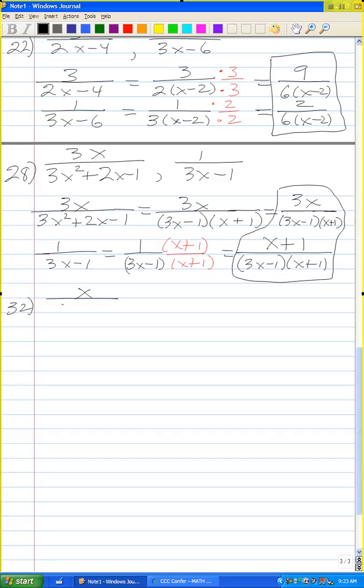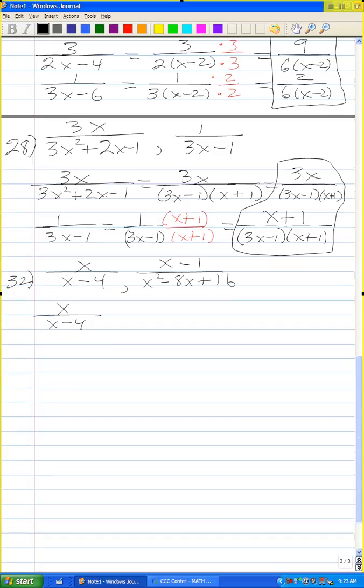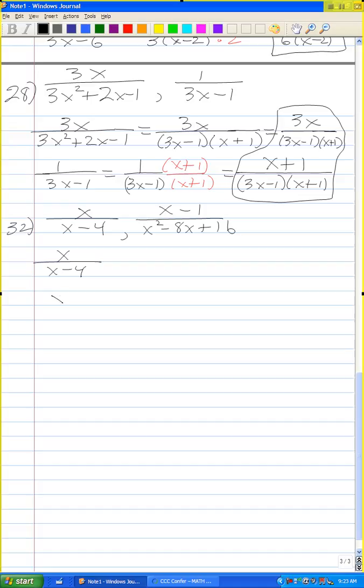x over x minus 4, x minus 1 over x squared minus x plus 16. And so let me factor the denominators, each of the denominators. Well, this of course has already been factored, so you don't have to do anything here.